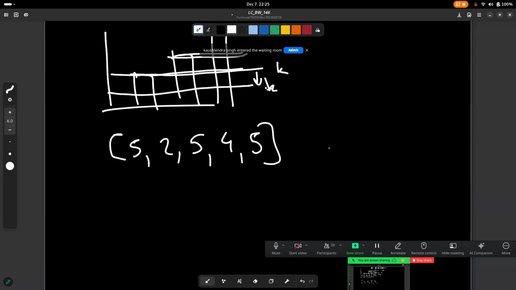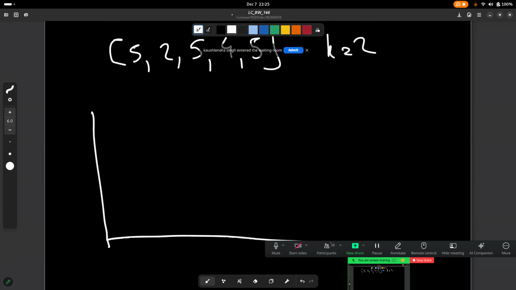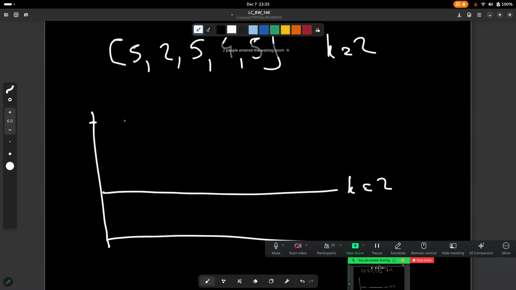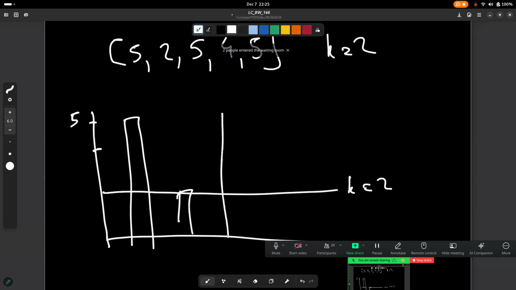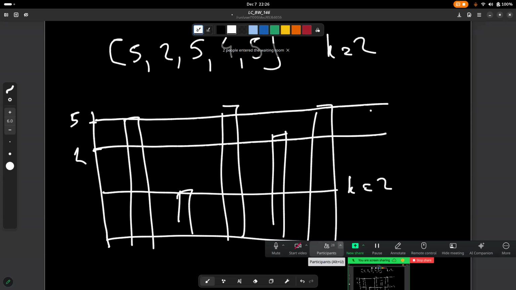5, and with k equal to 2, our graph will look something like this. Your k value is 2. The first element is 5. Second element is 2. Third element is 5. Fourth is 4. And the last one is 5. This is your largest level. You reduce it down to the second largest level with one move. This is your first move.